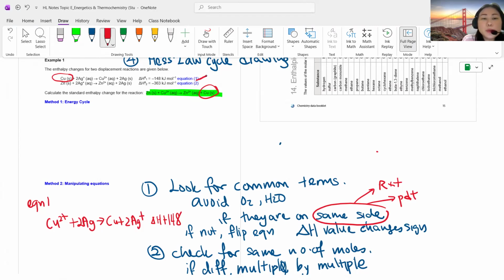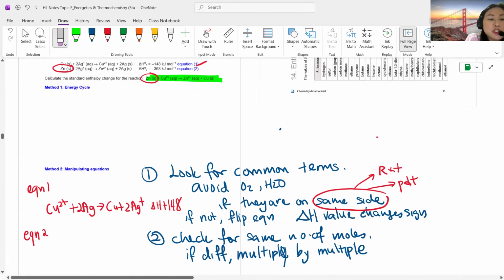Now look at equation 2. What is common in equation 2 and the one in green? I find zinc and zinc. I found the common terms. I check if they are on the same side, and both of them are on the reactant side. Both are correct, so we let it be and don't have to do anything to it. We can just leave it as it is, but I will copy it out because I want to show you something. I will copy it out the way it is, but I don't change anything.